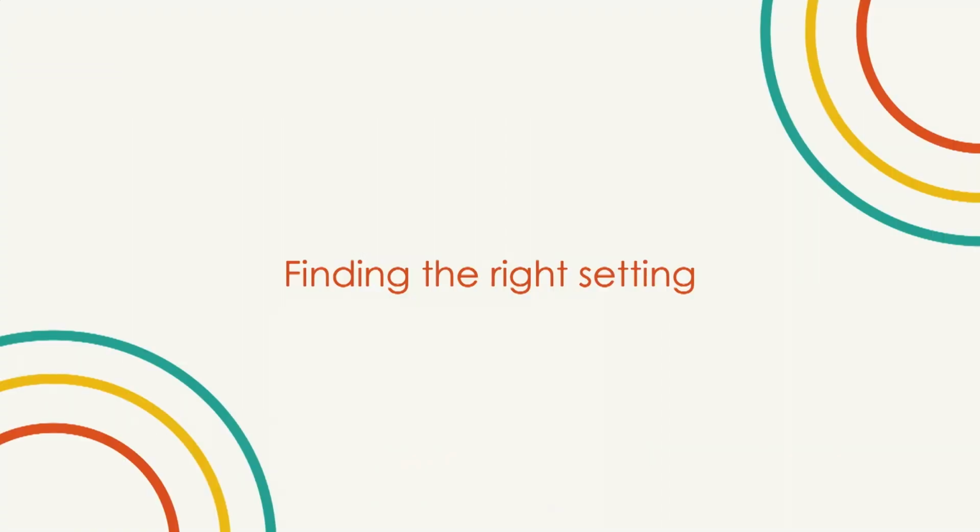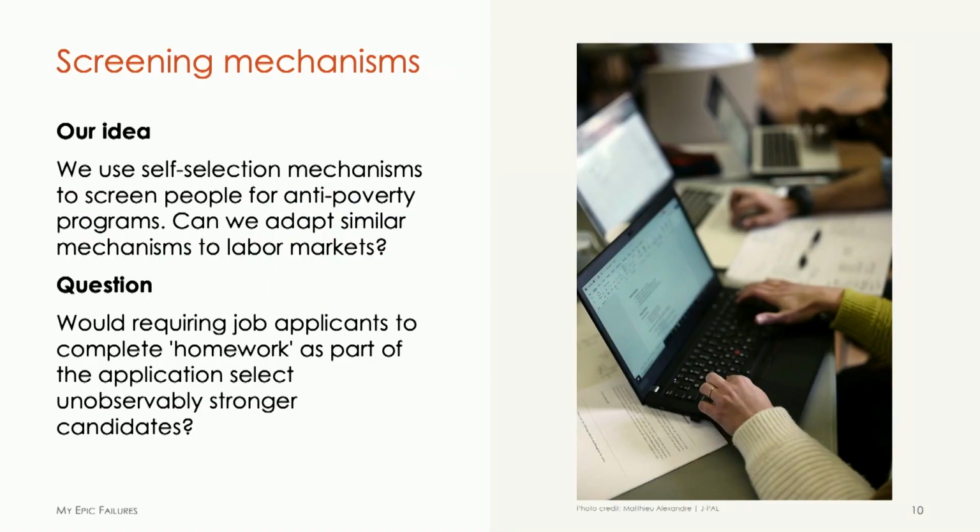Here's a second example. A second example is finding the right research setting. I've done a lot of work on how you identify who's poor. And one of the things we've worked on is this idea of self-selection. Can you design mechanisms where the poor will self-identify and let you know that they're really in need of assistance?